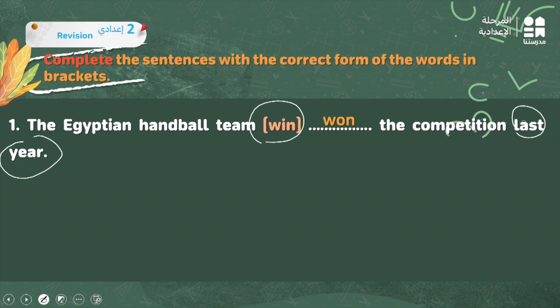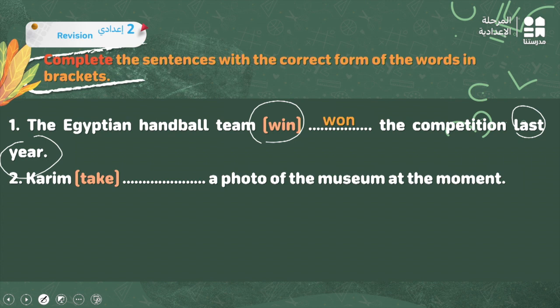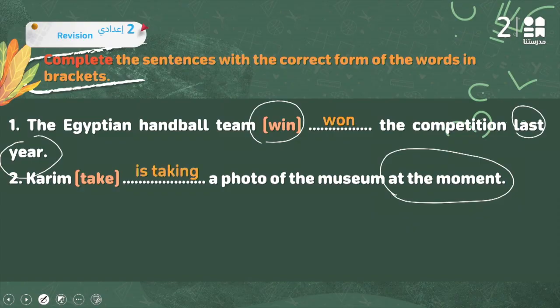Okay, it's irregular. Number two, Kareem takes a photo of the museum at the moment. At the moment refers to what tense? Can you remember? Yes, present continuous tense. Now, at the moment, at the present, nowadays. دي كلها المضارع المستمر, which means I have to add are or is or am plus ing. Is taking because he is singular.